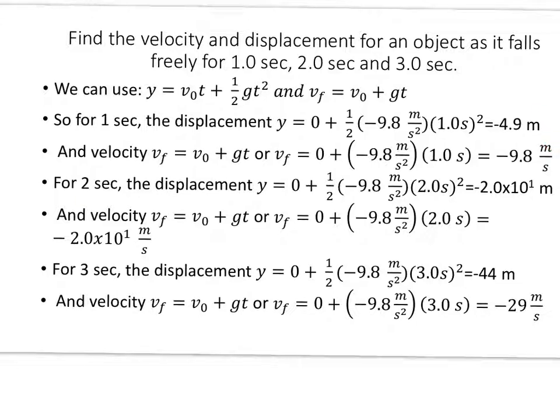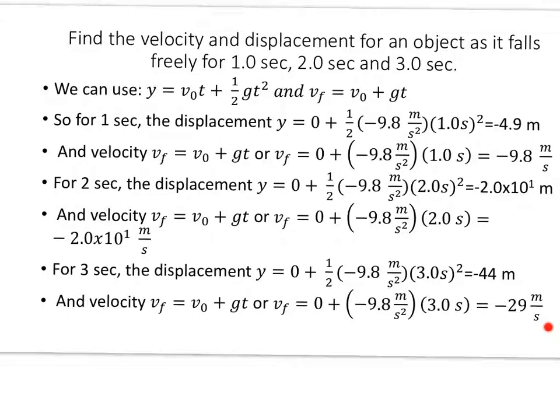Okay, now we go on to 2 seconds. Same equation. This comes out to be roughly negative 20 meters to two significant figures, and the velocity is roughly negative 20 meters per second. And then at 3 seconds, negative 44 meters, below the point where it was released, and the velocity was negative 29.